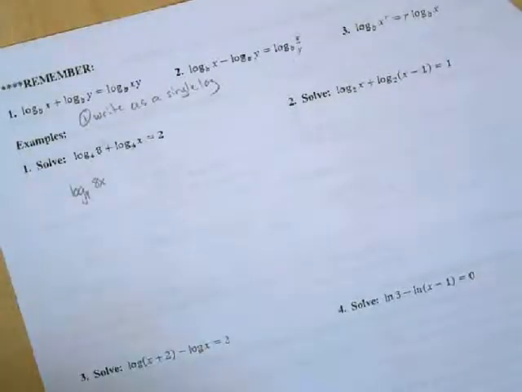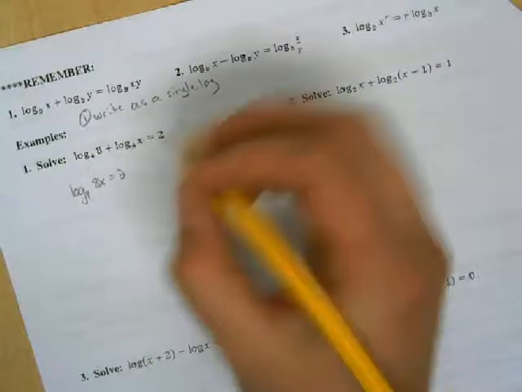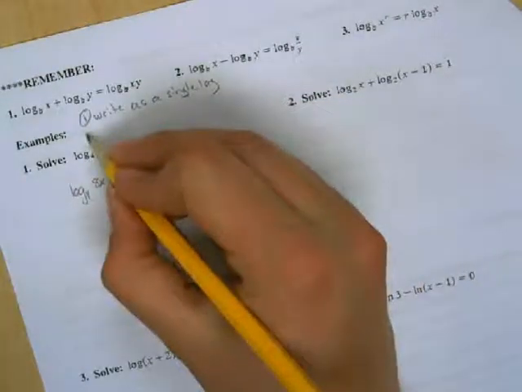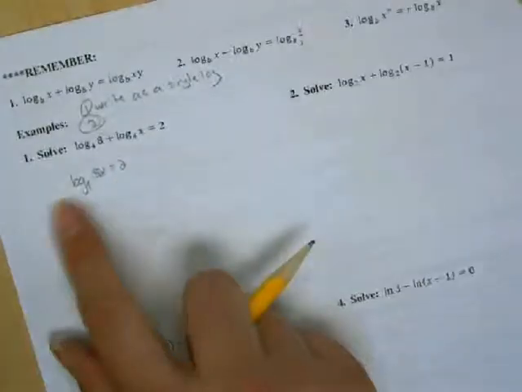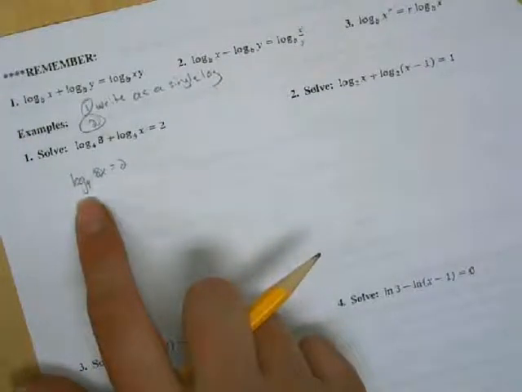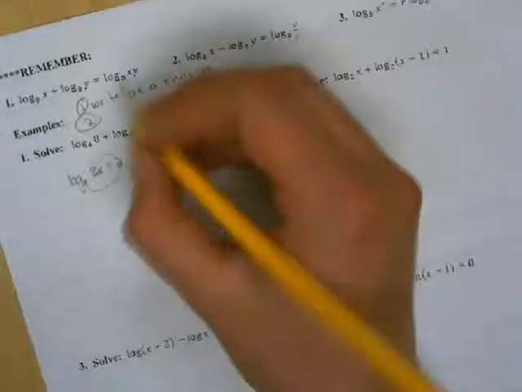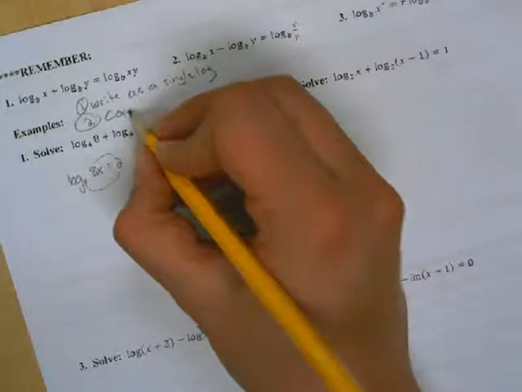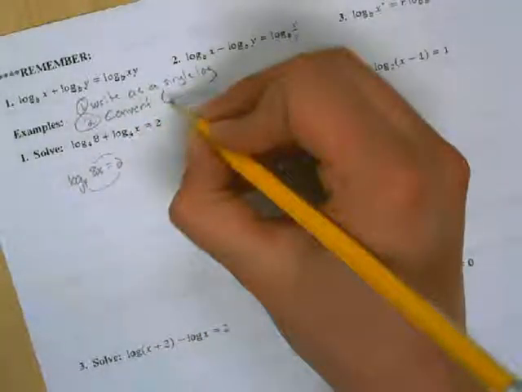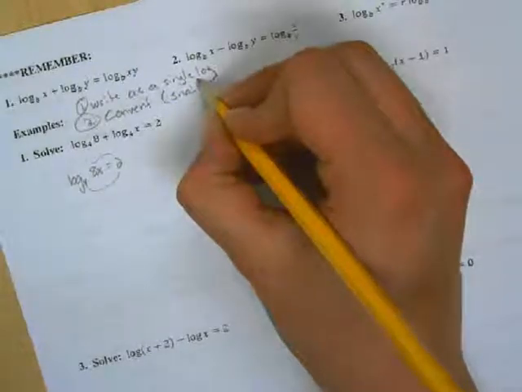Okay, write it as a single log. From there, I can't take the log on both sides because then I'd have a log of a log. That's horrible. Don't do that. Convert it to exponential. That's that snail thing that we did in the last unit. So convert.